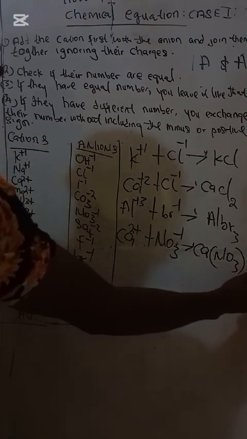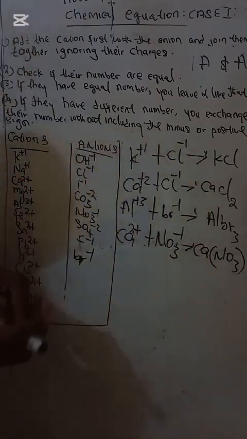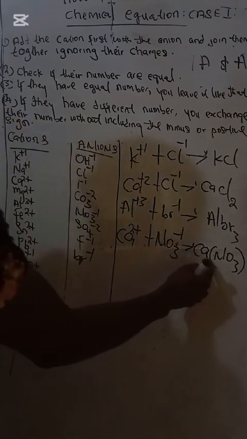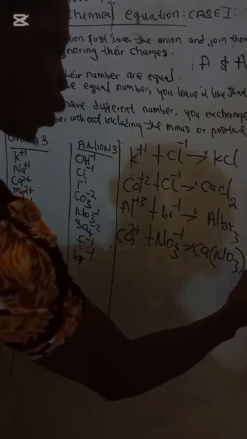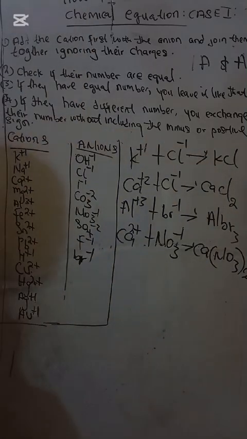So what does that mean? That NO3 will receive 2, because the calcium has 2, while Ca will receive 1. But there's no need of putting that 1 here. So I will quickly put 2 over here. Do you understand? Now there's something I want you to take note of.